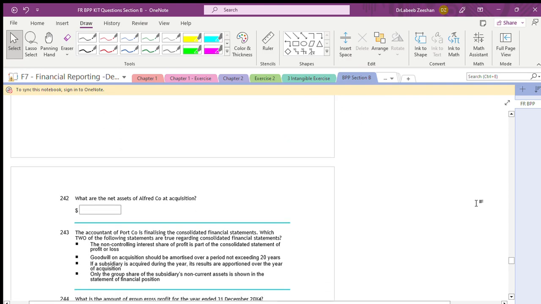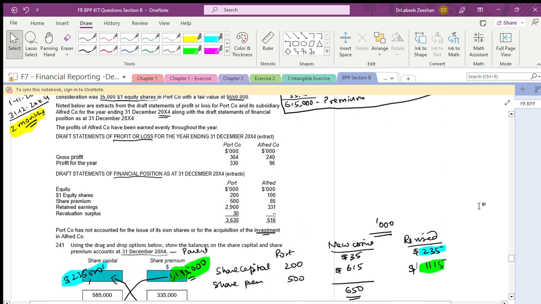Right? What is the net assets? How much is the net assets of Alfered? See that net assets, you take the accounting equation. We don't have assets, but take the net assets as total assets minus current liabilities, or you can take it from the shareholders' fund. What is that? You have 100.